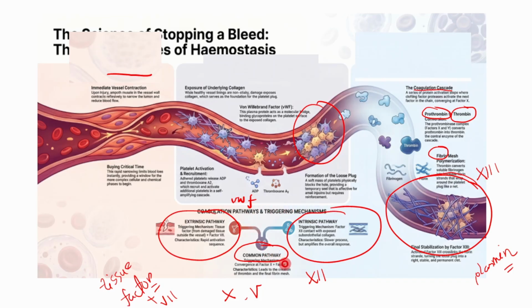Here factors 10 and 5 catalyze the conversion of prothrombin into the active enzyme thrombin. Thrombin then converts soluble fibrinogen into sticky fibrin bands or strands. These strands polymerize around the platelets like a net seen over here. Finally, factor 13 cross-links the strands, transforming the loose plug into a tight, stable, permanent clot. And when it is required, plasmin clears away the clot.